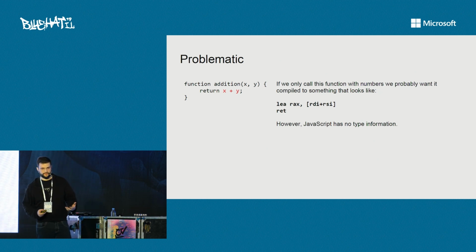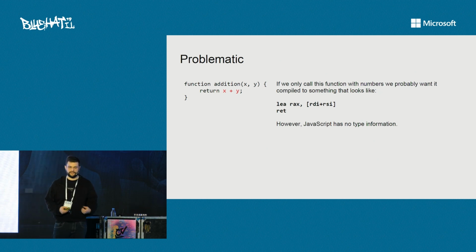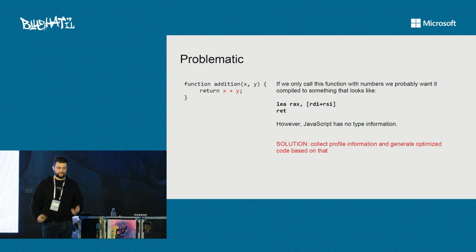But we don't have type information, right? We don't know that those things are going to be integers, which is the main problem of JavaScript just-in-time compilation. So the way the JIT compilers deal with that is that while we are running in the interpreter, we will collect profile information on the type of parameters, and we will generate optimized code based on that. And so more on that later.